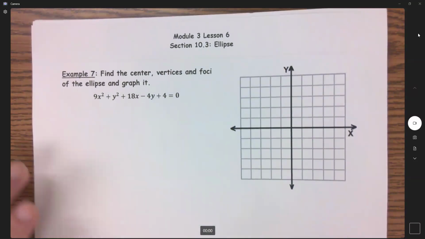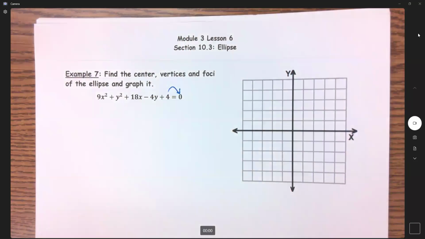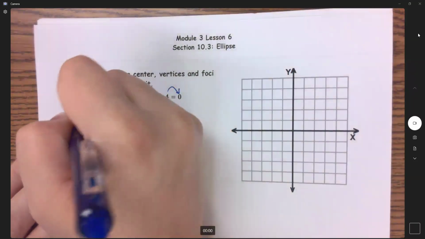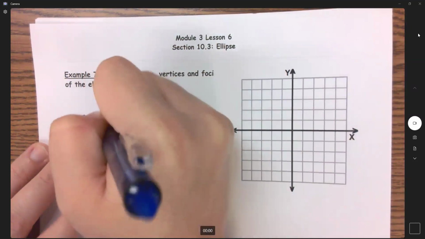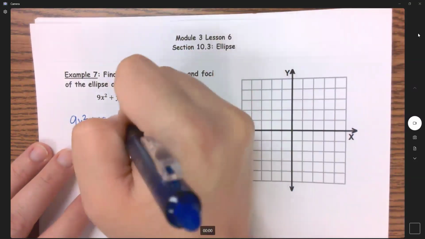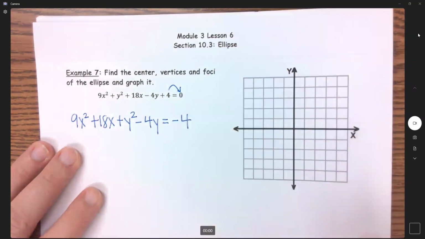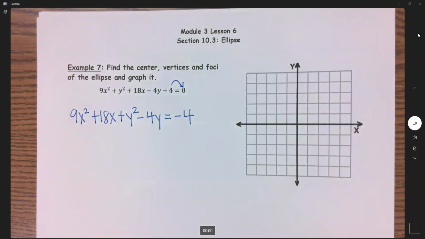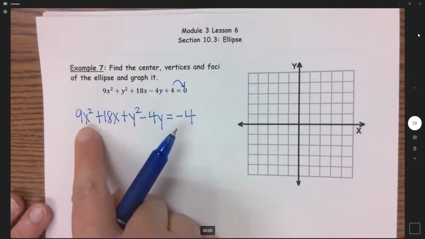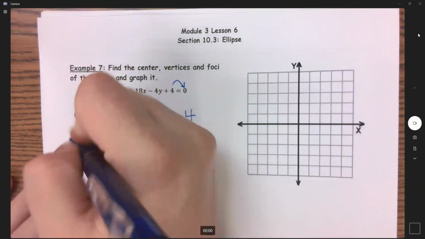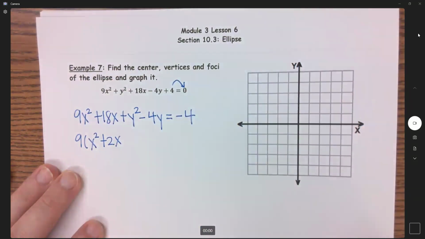So what I need to do is put my x's together, put my y's together, and move that 4 over. So I have 9x squared plus 18x plus y squared minus 4y equals -4. Just rearranged and subtracted that 4 over. So now with this one specifically, I want my a to be 1 and it's 9. So I need to pull that 9 out. That will leave me with x squared plus 2x. And now I need to leave some room.